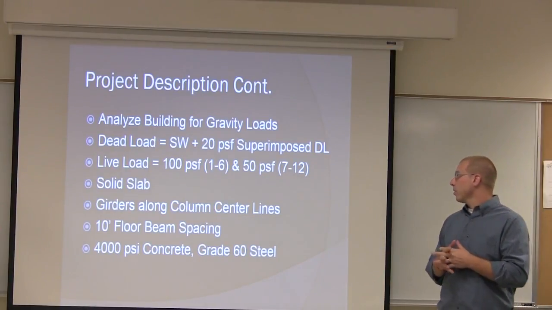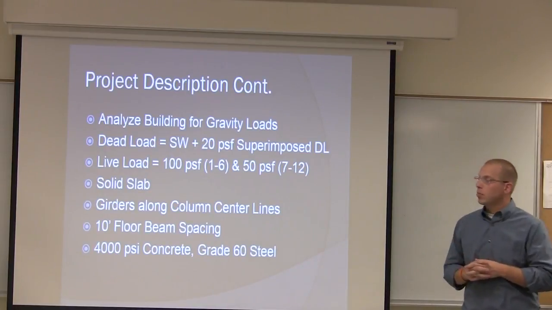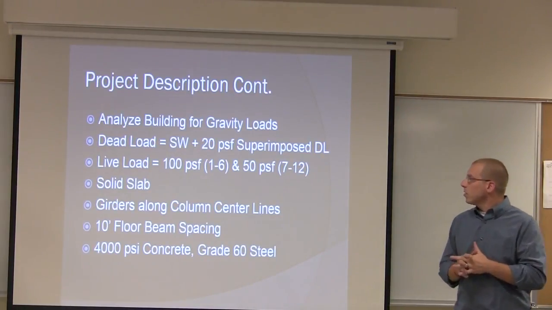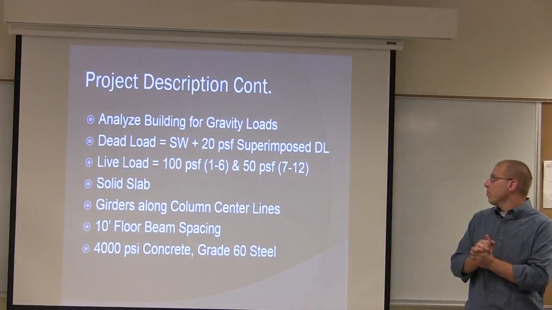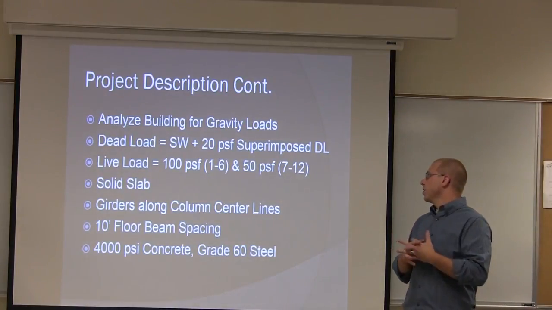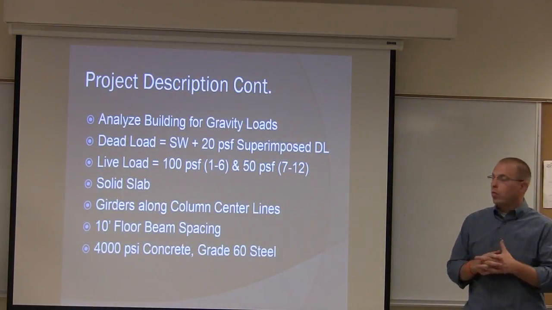Our dead load is calculated as the self-weight of the beams plus 20 pounds per square foot. Our live load is set at 100 pounds per square foot on floors 1 through 6 and 50 pounds per square foot on floors 7 through 12.